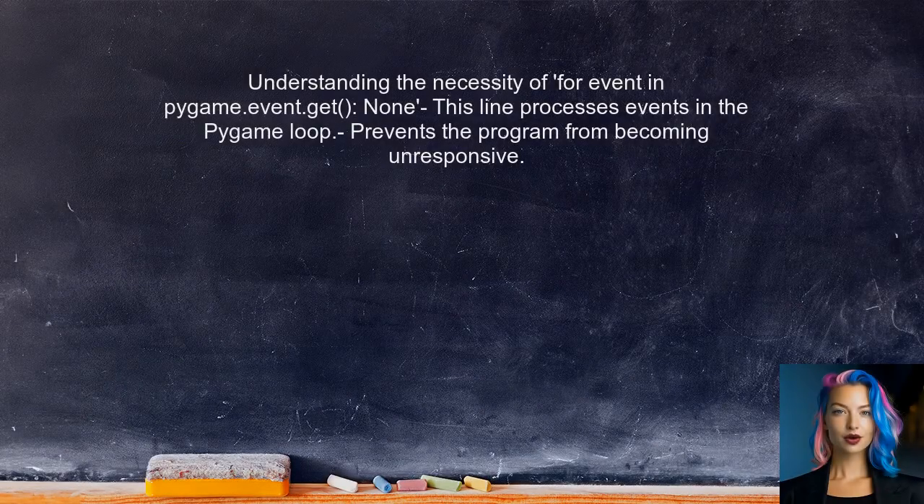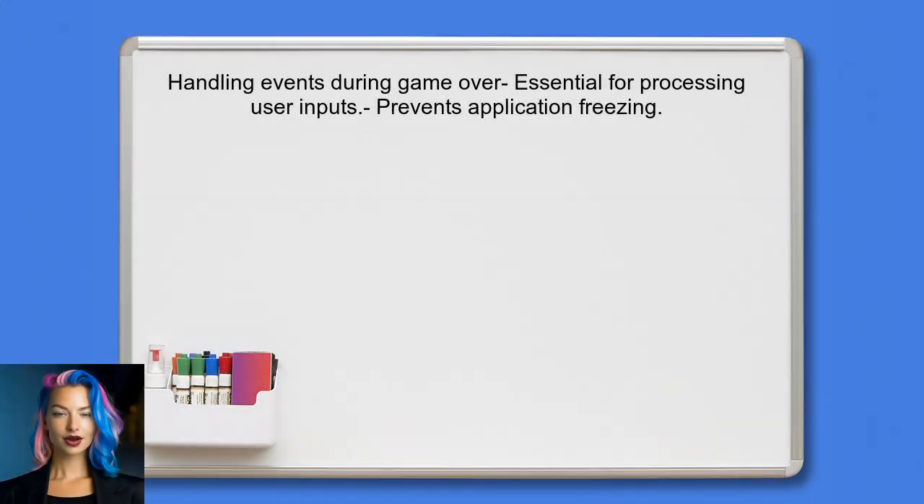Pygame projects. To understand why the user needs the line for event in pygame.event.get, let's first discuss what happens in a Pygame loop. This line is essential for processing events, which helps prevent the program from becoming unresponsive. When the user enters the game over state, the program still needs to handle events like quitting the game or restarting. Without this line, Pygame does not process these events, which can lead to the application freezing.